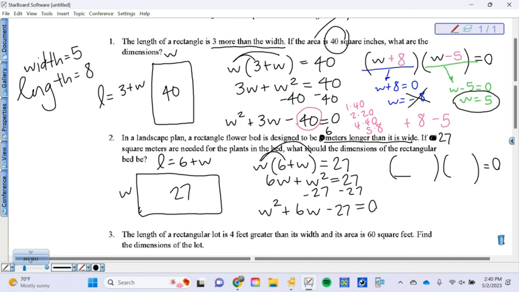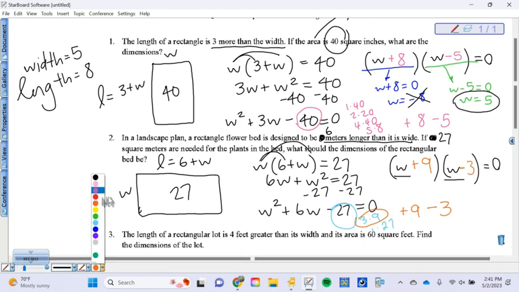What's my first times first going to be? W and W. And then what number do I need to look at to determine what goes here and here? Yeah, what are my factors of 27? 3 and 9, 1 and 27. Which one is going to get me to 6? 3 and 9. How do I get to 6 from 3 and 9? Positive 9 minus 3, right? So my factors are W plus 9, W minus 3.